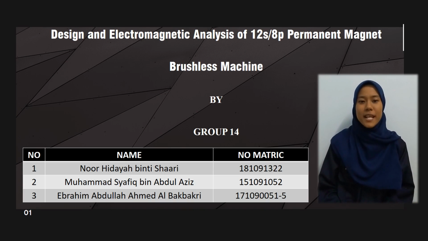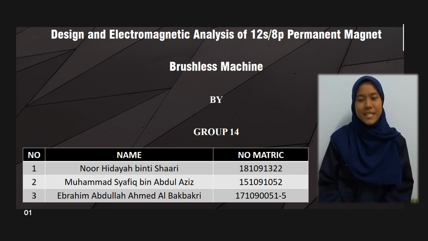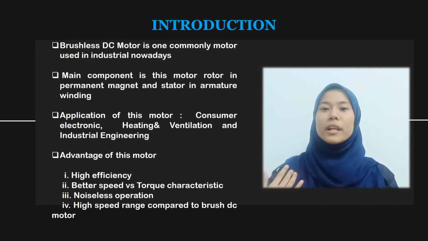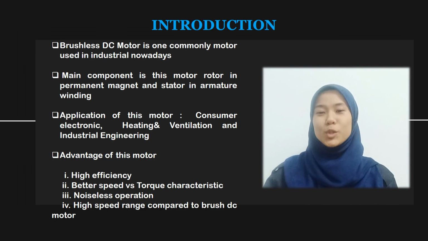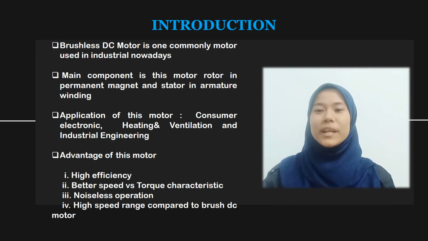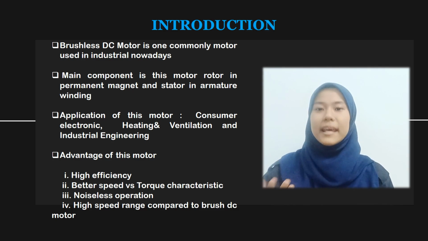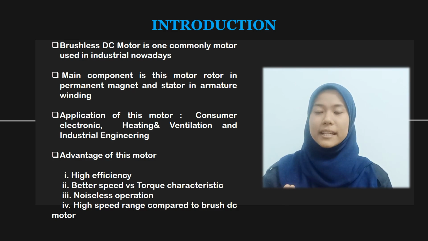We'll present about our mini project about design and electromagnetic analysis of 12-slot 8-pole permanent magnet brushless machine. What is permanent magnet brushless DC motor? Brushless DC motor is one of the motor types that is commonly used in our industry nowadays. The main components in this motor are the rotor with permanent magnet and the stator with armature winding.